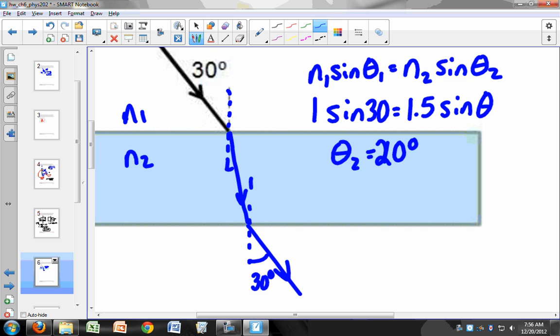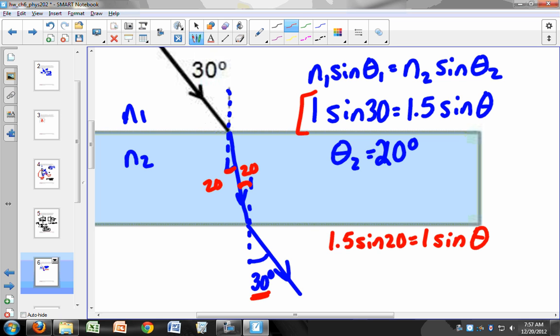All right, so this angle right here is 20 degrees. Likewise, this angle is 20 degrees. And now you should also be able to see that this angle should be 30, because if I just do the backwards, I'm going to write this, although it's a little redundant. I can say 1.5 sine of 20 equals 1 sine of theta. Look, that's the same thing that I wrote up here. It's just backwards. And so theta equals 30 degrees.